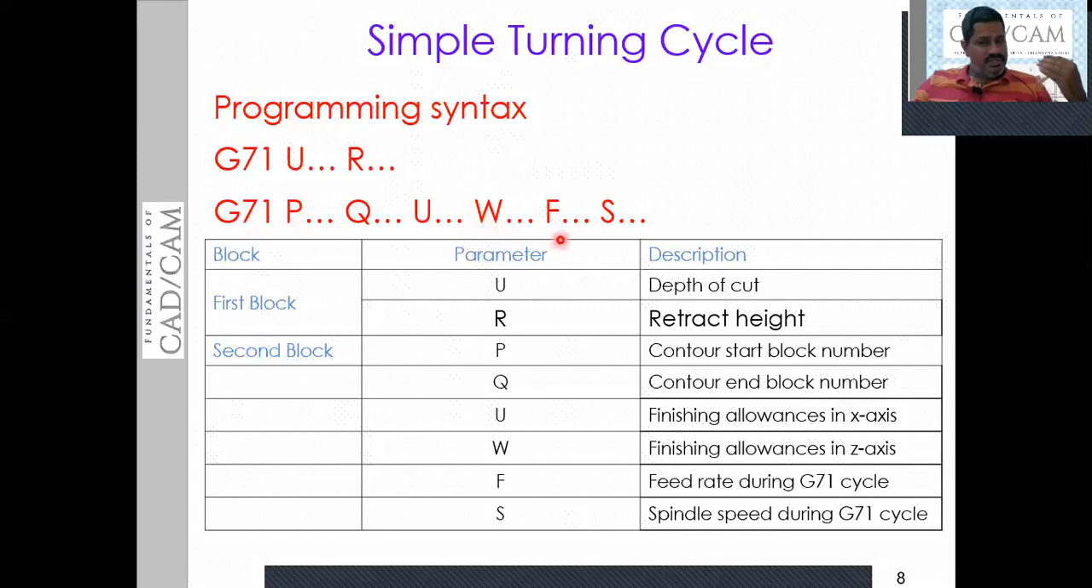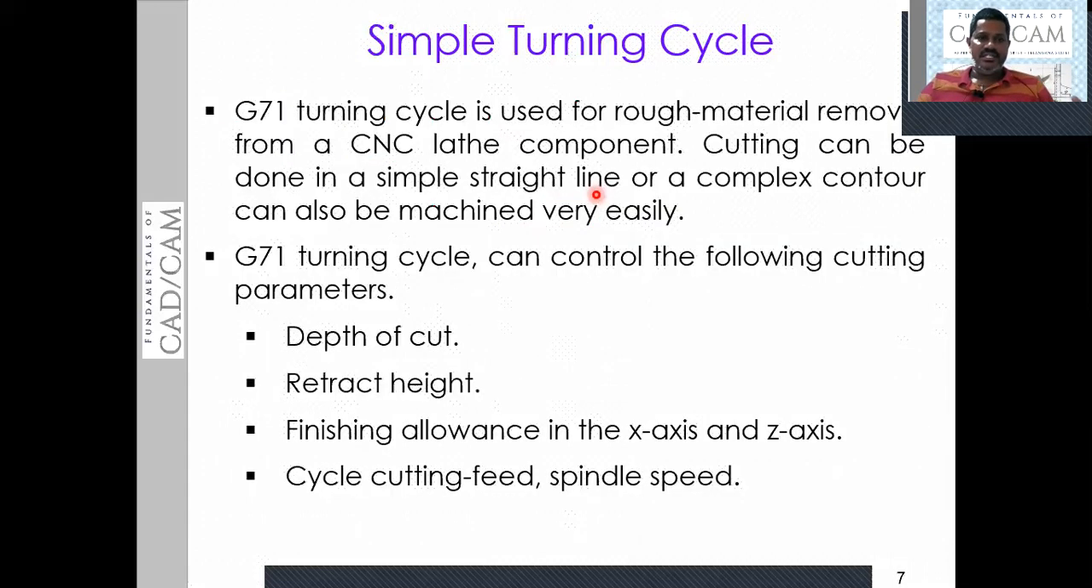Then to perform the turning operation, we require basic cutting parameters like the feed and speed, so those also we need to specify. So this is the simple turning cycle that we have discussed in detail. These are the input parameters required: depth of cut, retract height, finishing allowance along X and Z, which is optional. Then cutting speed and feed are required to complete the turning.